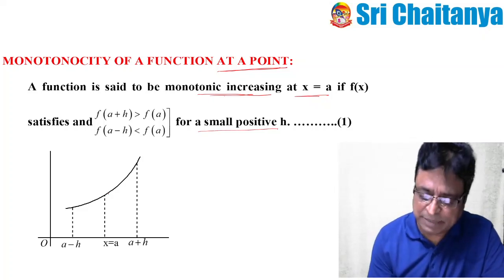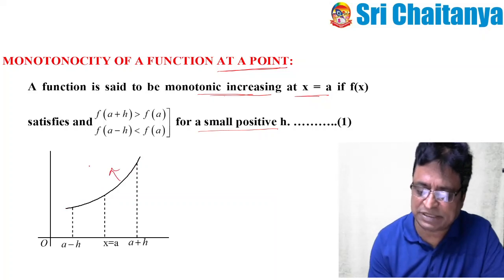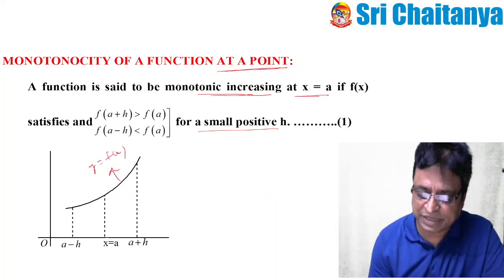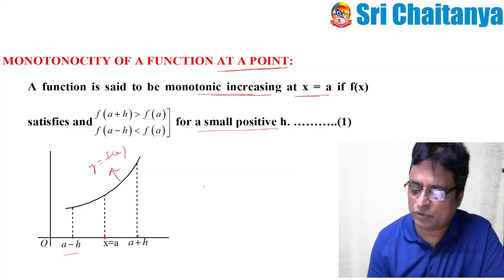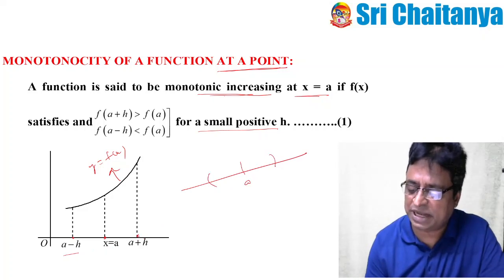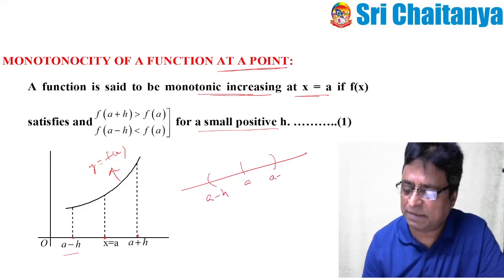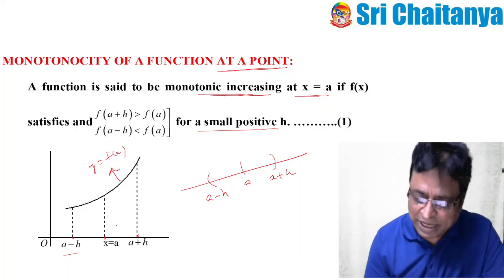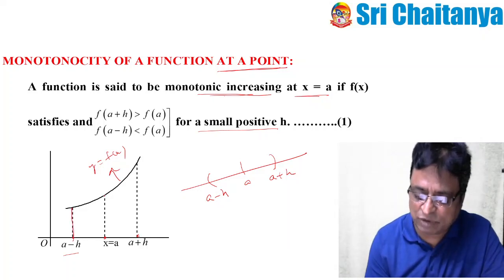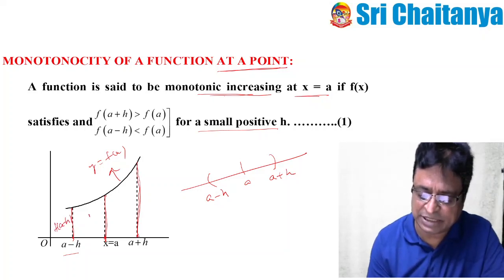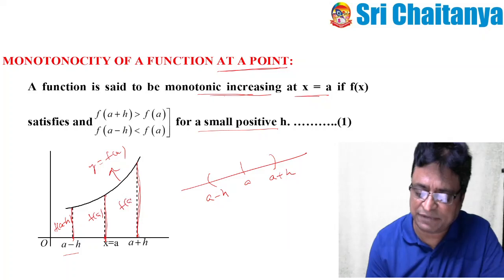See the graph. Suppose this is my curve, this is my y equal to f of x. And this is my a, and this is my neighborhood of a minus h to a plus h. So this is a, and this is my h neighborhood, this is a minus h and a plus h. This length is f of a minus h, this length is f of a, and this length is f of a plus h.